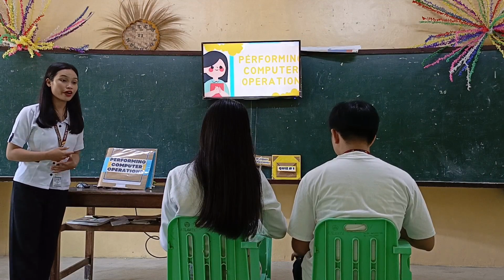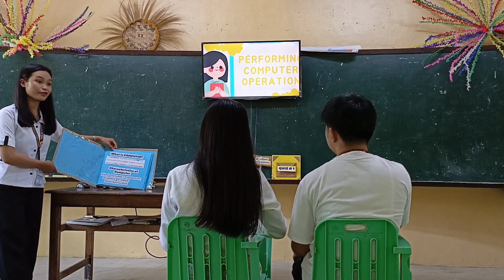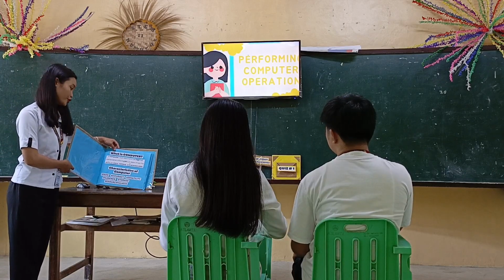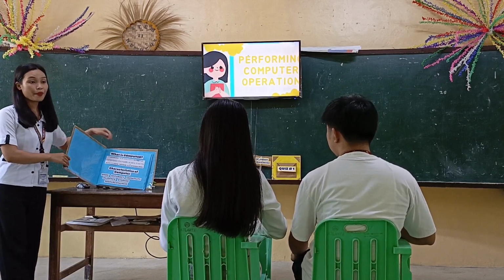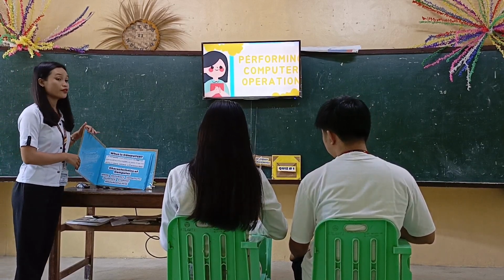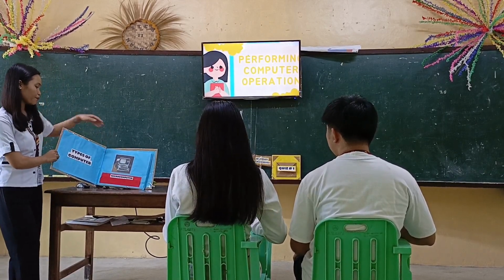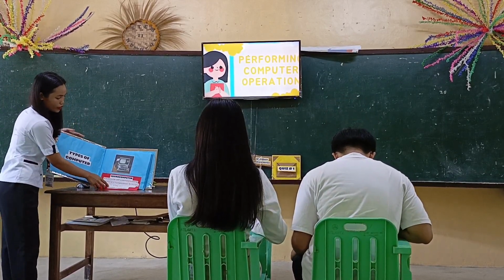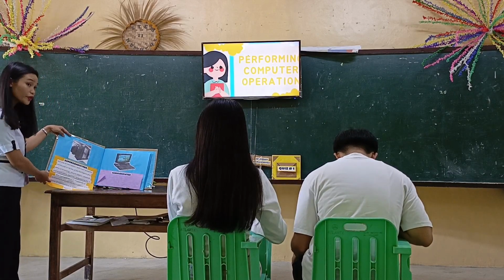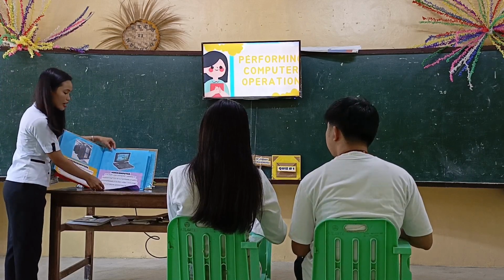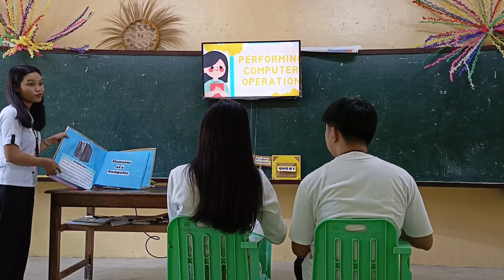First, let's define what a computer is. A computer, class, is an electronic device that manipulates data or information. It also has the ability to store, retrieve, and process data. We have different types of computers. We have four. First is the microcomputer. This is how it looks like. We also have a supercomputer, the minicomputer, and lastly the mainframe computer.